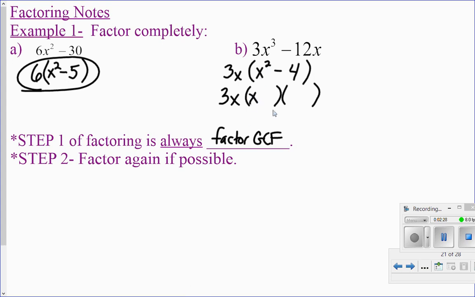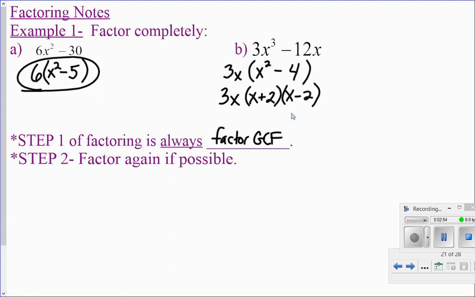So I'm going to figure out what do I square to get x squared? Well, that's x. So I put that as the first term in each of the binomials. I'm going to do the same thing with the 4. What do I square to get 4? That's 2. That goes as the second term in each of the binomials. Then with difference of squares, I have to write 1 as plus and 1 as minus, and the order there doesn't matter. I could have written minus 2 here and plus 2 there. But that's how we factor using difference of squares.